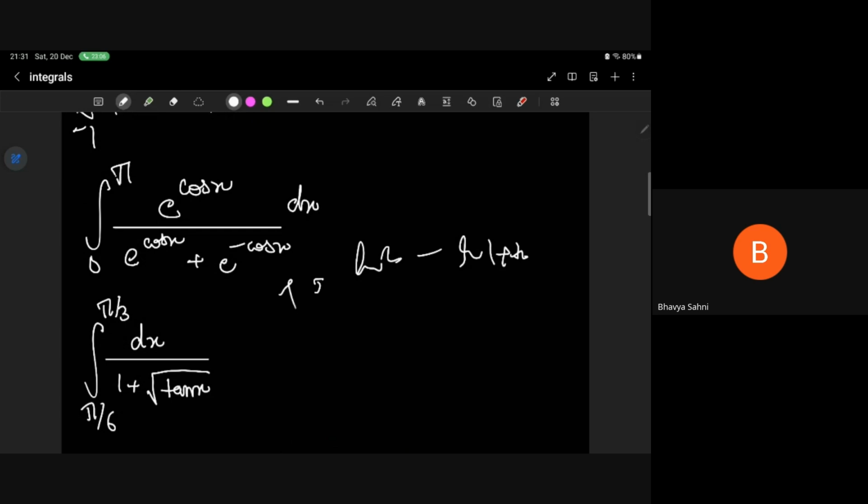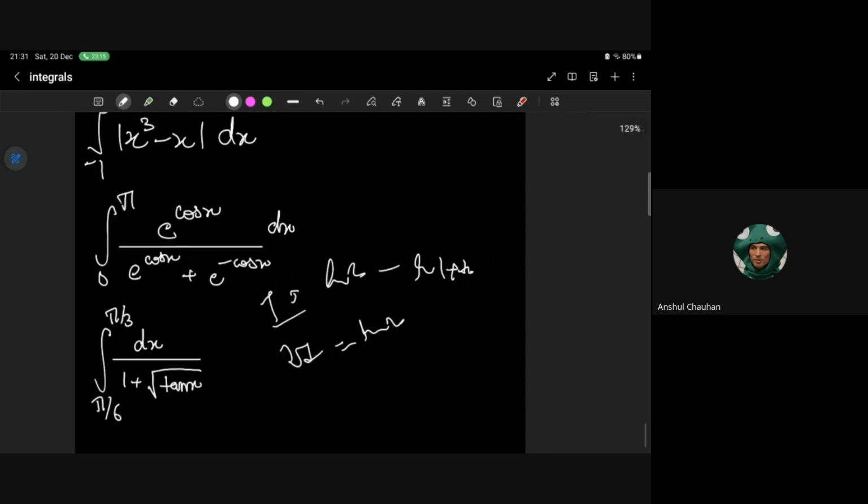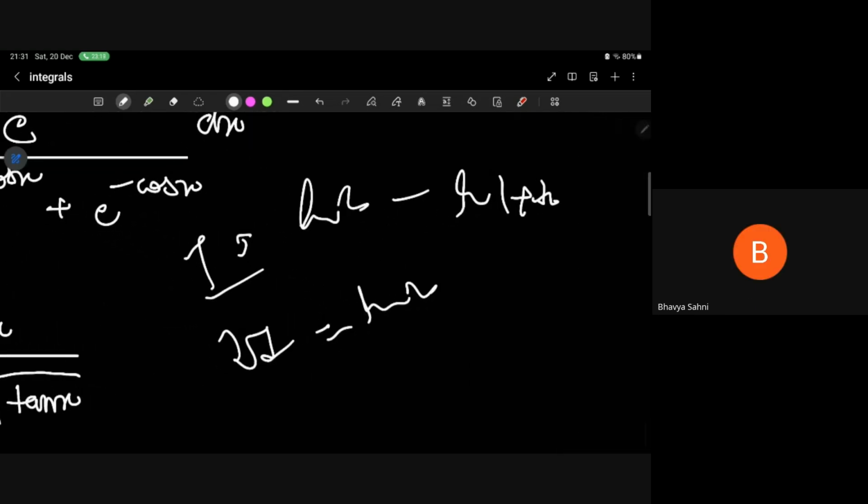So ln 1 plus tan x equals I, so 2I equals ln 2, something like that, right? Yeah. So 2I will become pi by 4 ln 2, then I will become pi by 8 ln 2, I think. Yeah, there should be limits also, dx. Okay, pi by 4, pi by 8, right.